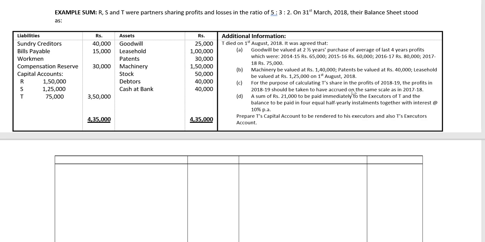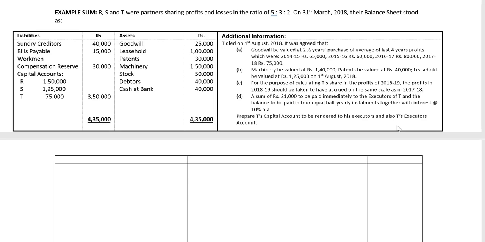Point C, for the purpose of calculating T's share in the profits of 2018-19, the profits in 2018-19 should be taken to have accrued on the same scale as in 2017-18. Final point, a sum of rupees 21,000 to be paid immediately to the executors of T, and the balance to be paid in 4 equal half-yearly installments together with interest at 10% per annum. We are asked to prepare T's capital account to be rendered to his executors and also T's executors account.